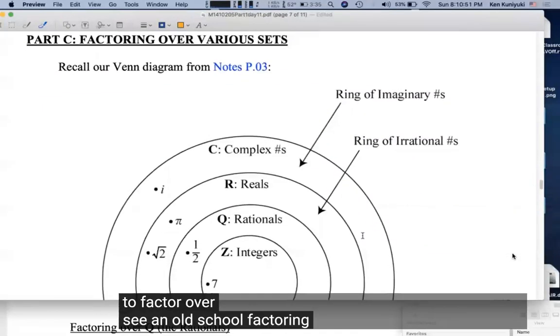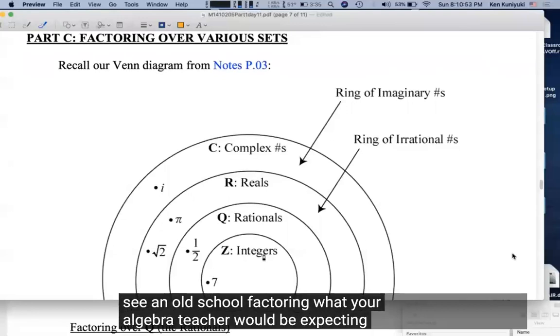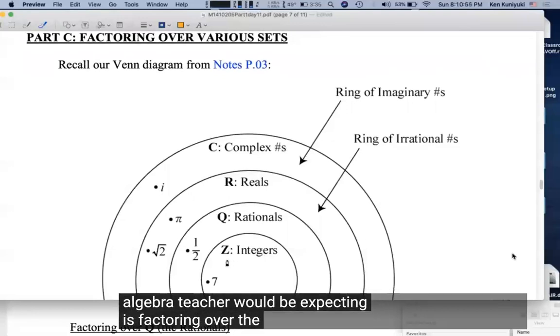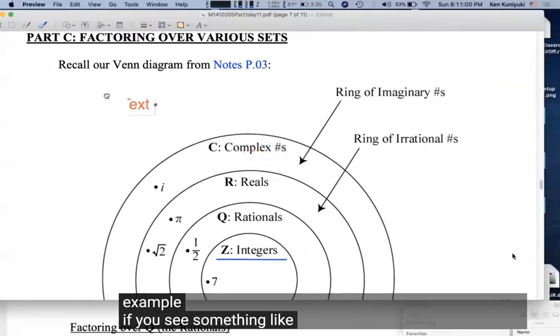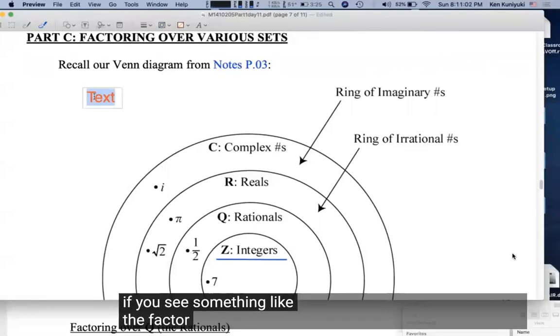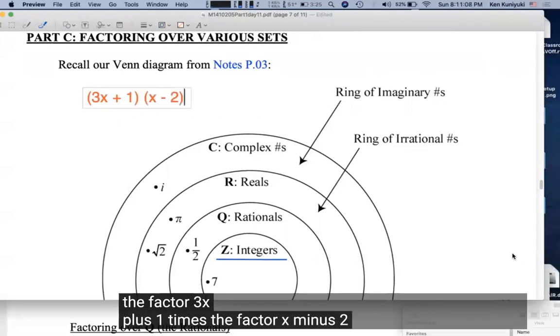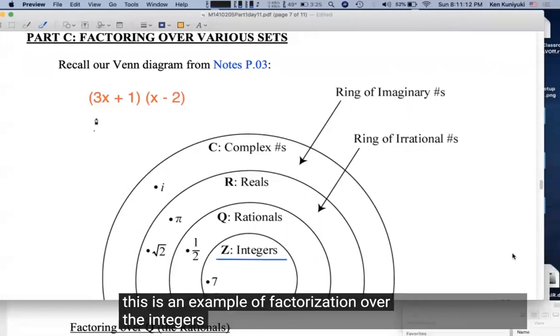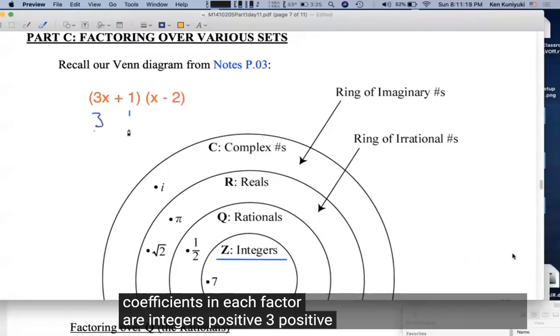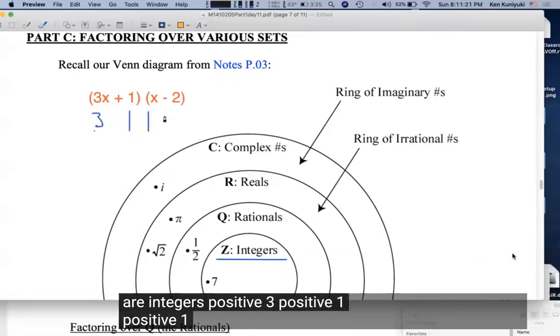See, in old school factoring, what your algebra teacher would be expecting is factoring over the integers. For example, if you see something like the factor 3x plus 1 times the factor x minus 2, this is an example of factorization over the integers, because all the coefficients in each factor are integers. Positive 3, positive 1, positive 1, negative 2.